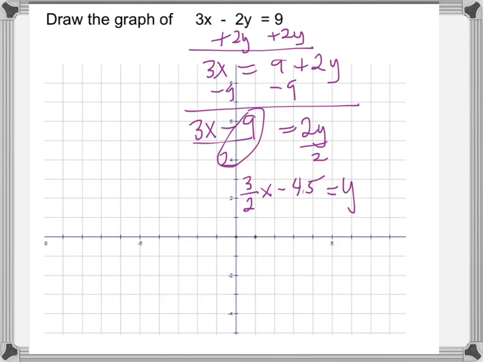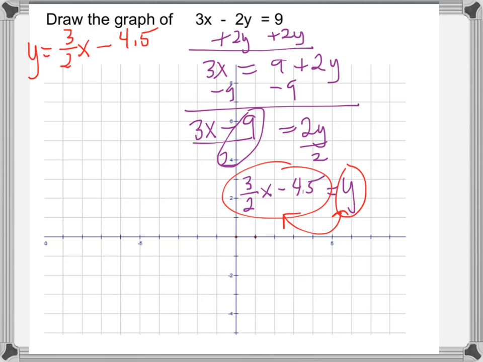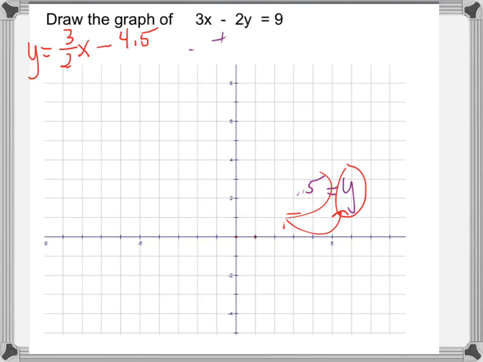And I can use the reflexive property of equality to write it as y is equal to 3/2 x minus 4.5. The reflexive property of equality says that I can switch everything around the equation sign. So I can put this on the right, or on the left, and I can put this on the right. Okay, so we have this equation.